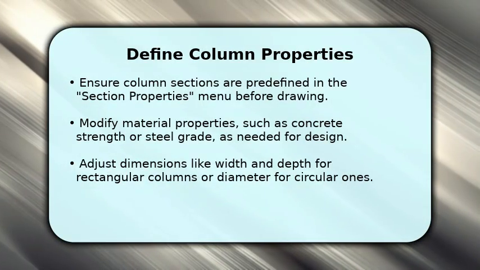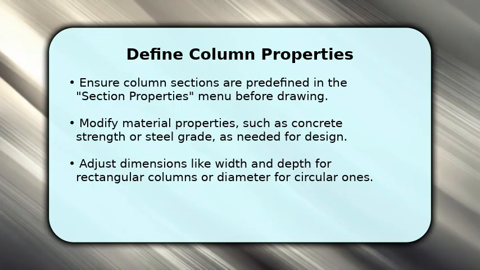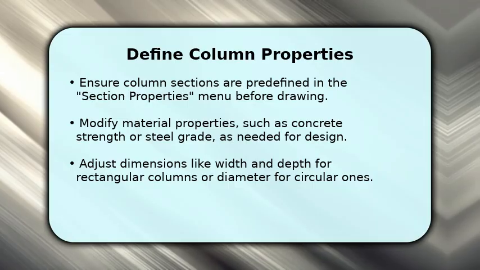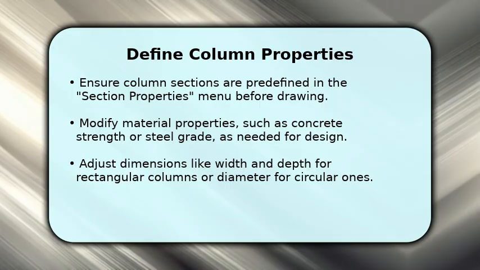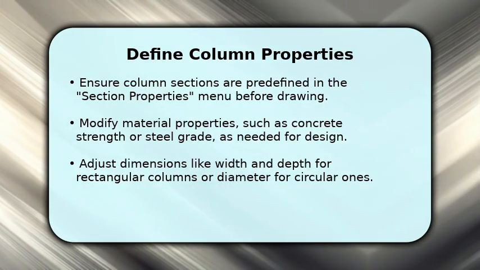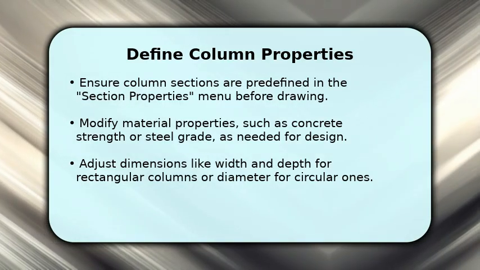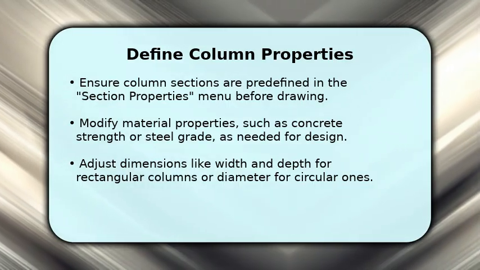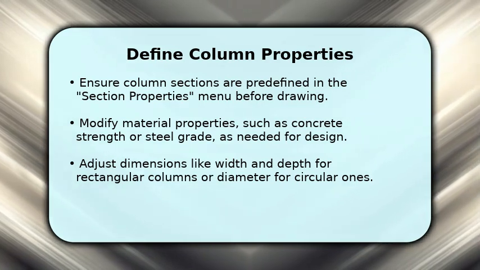Before you start drawing, it's crucial to have your column properties properly defined. Navigate to the Define menu, then Section Properties, and ensure all your desired column sections are already set up. Here, you can specify important details like the material properties, perhaps a concrete strength of 4,000 psi, or the exact dimensions, such as a 12-inch by 24-inch rectangular column. Having these ready saves significant time during the modeling process.